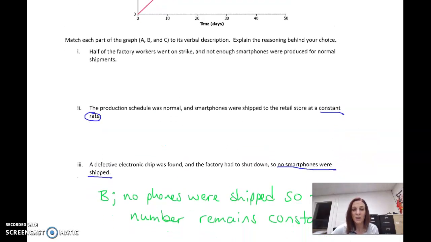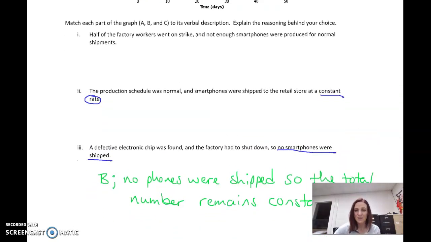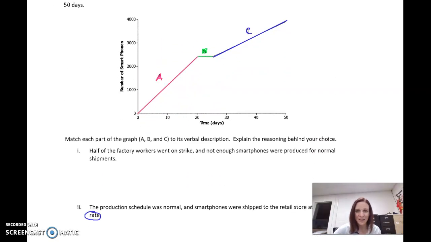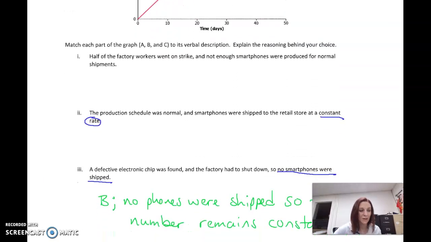And both of these, the smartphones are being shipped out, right? But in this one, it's at a constant rate. And this one up here, since half the factory workers are on strike, not enough were produced. So I have to think that if I'm looking at these two, this one here is going to be at a greater rate than this one. And greater rate means steeper line. So if I look at A here and I look at C and kind of compare them, A is a steeper line. So I'm going to say A.